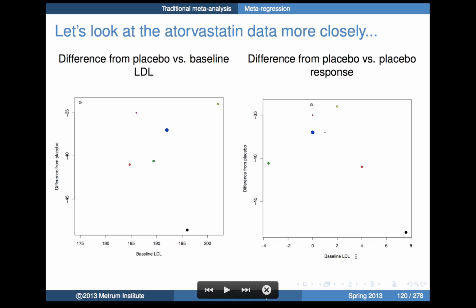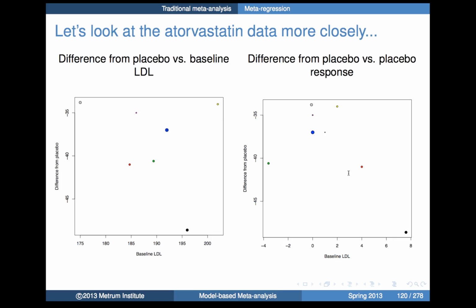And on the right panel, even though I've mislabeled the x-axis here, this x-axis is really the difference from placebo. So it's giving us a measure of how much the placebo group responded in that study. So the left panel is baseline LDL, the right panel is the placebo response. One other thing I'll point out is that the bigger circles represent bigger studies, smaller circles represent smaller studies. So one thing to look at is whether there is a relationship between the difference from placebo, our outcome, and a potential covariate of baseline LDL, or a potential covariate of placebo response.